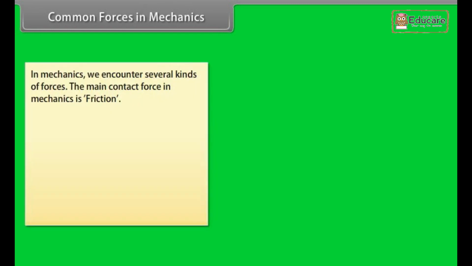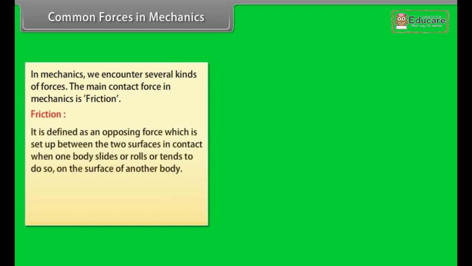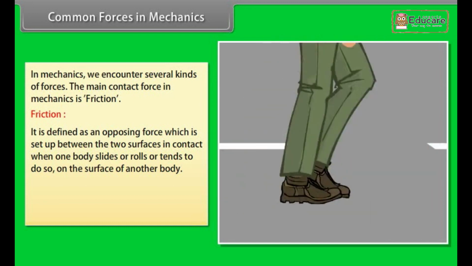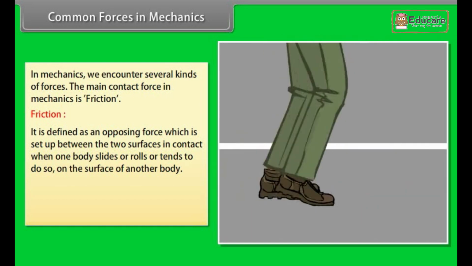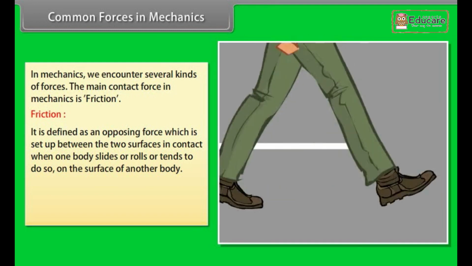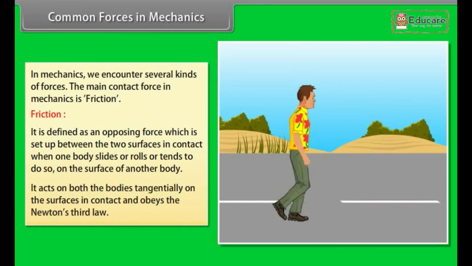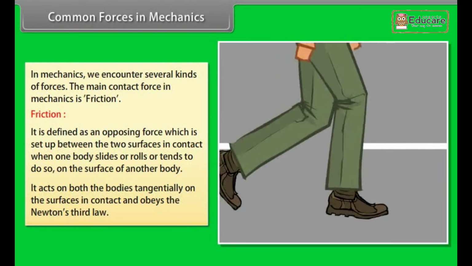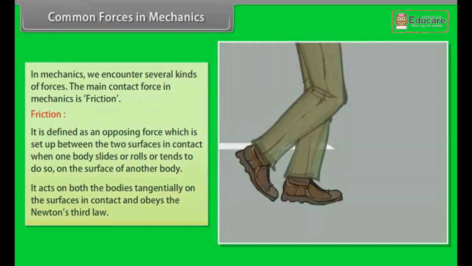Common forces in mechanics. In mechanics, we encounter several kinds of forces. The main contact force in mechanics is friction. Friction is defined as an opposing force which is set up between the 2 surfaces in contact when one body slides or rolls or tends to do so on the surface of another body. It acts on both the bodies tangentially on the surfaces in contact and obeys Newton's third law.